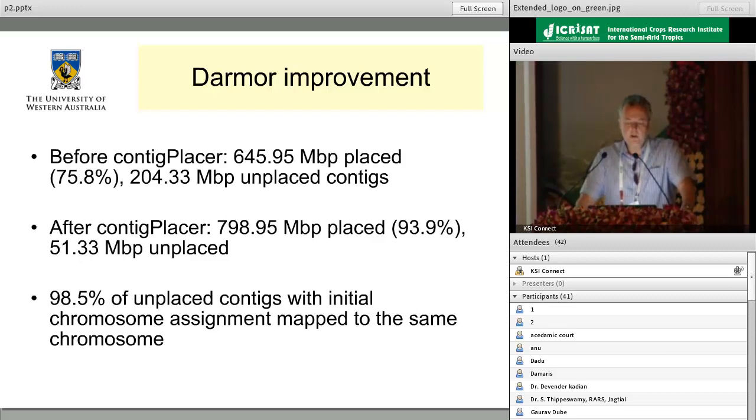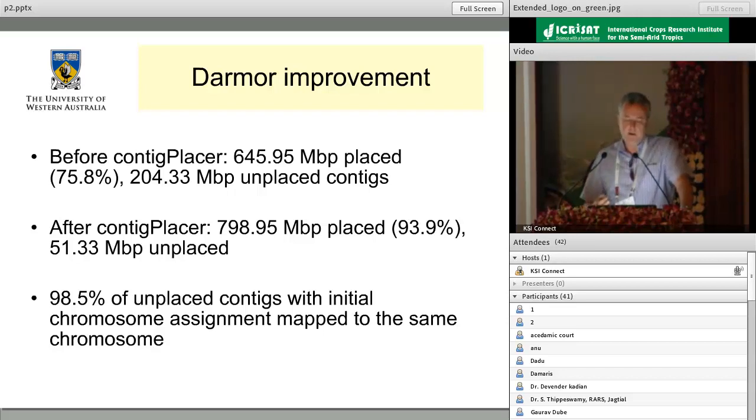Before ContigPlacer, this is the size of the genome, about 75%, so almost 76% of it had been placed, and then afterwards we managed to get 93.9% placed within the genome.